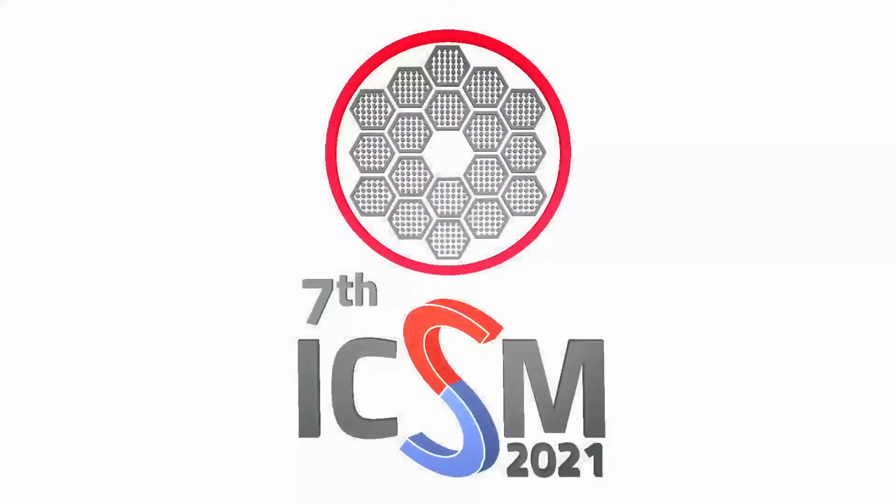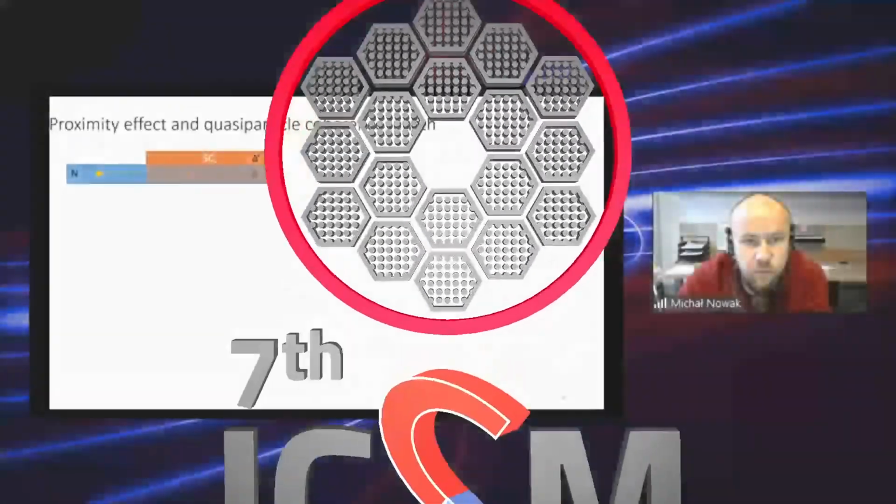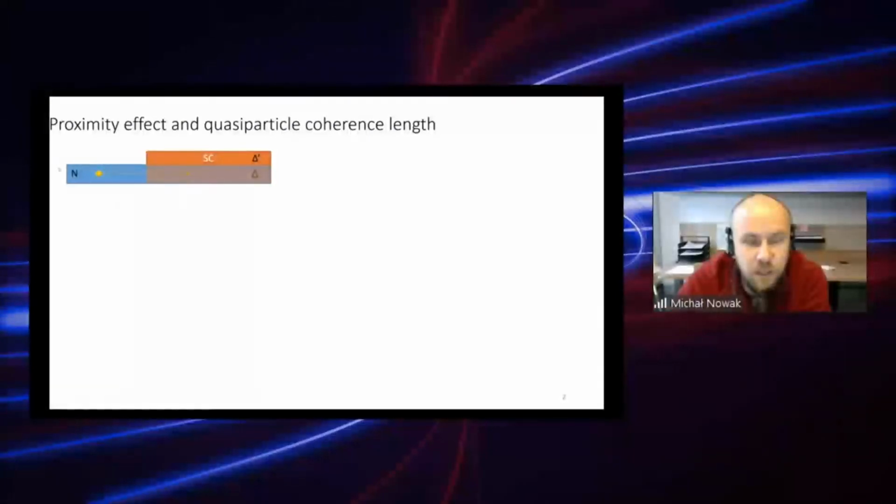Let me first briefly introduce the concept of induced superconductivity. Let us imagine that we have a normal system that could be a wire or a two-dimensional electron gas, in any case a semiconductor. When part of this semiconductor is covered by a superconductor, the Andreev reflection between the normal part and the superconducting part opens an induced gap, which here I call delta, in the semiconductor, which is of course smaller than the gap of the superconductor itself.